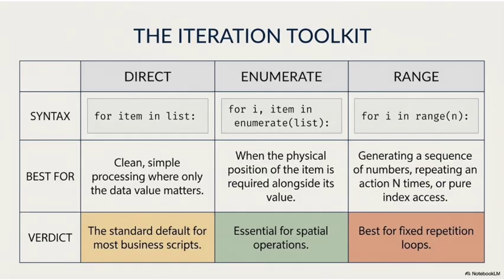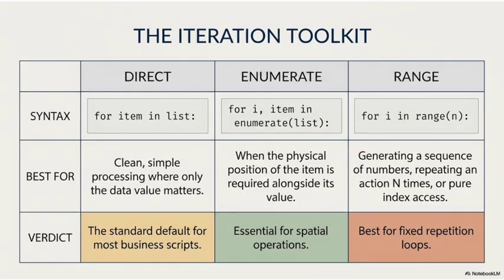Python offers 3 ways to iterate over data, and each is best suited to a different situation. This toolkit maps out each one to its use case. Direct iteration, for item in list, is the cleanest and most readable. Use it when you only need the values, not their positions. This is the standard default for most business scripts.